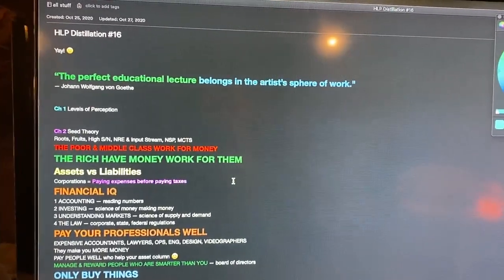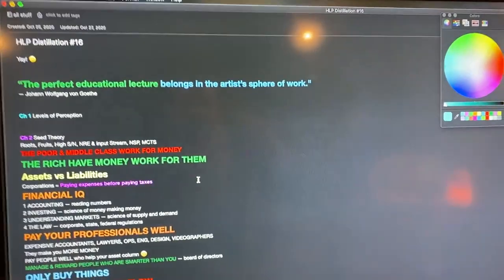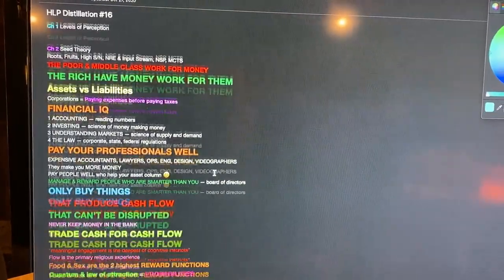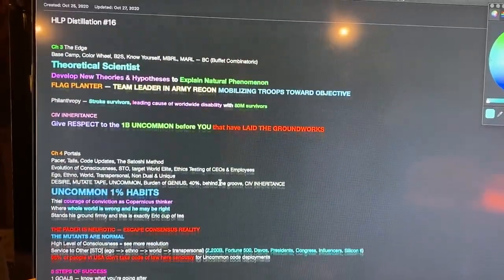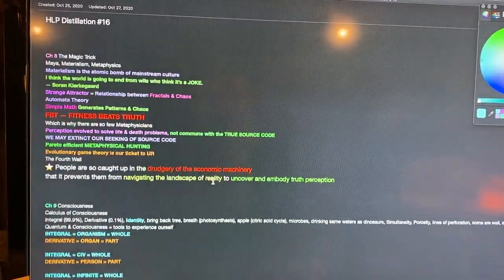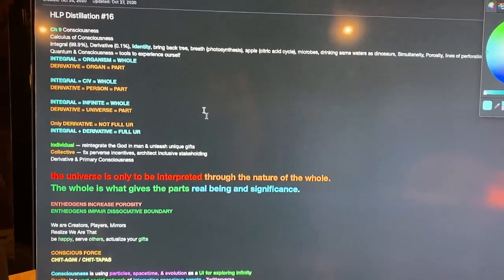I love that quote: "The perfect educational lecture belongs in the artist's sphere of work." But then it's funny because you come here and this is all completely different information for seed theory, for the edge, for portals, for inclusive stakeholding, for AI coach. This is number 16. So there's 17 distillations like this. And specifically HLP distillation number 2 is the one that I poured a lot of the last couple months into, organizing and sorting. That one has a lot of stuff in it.